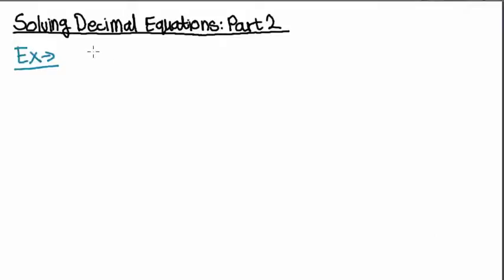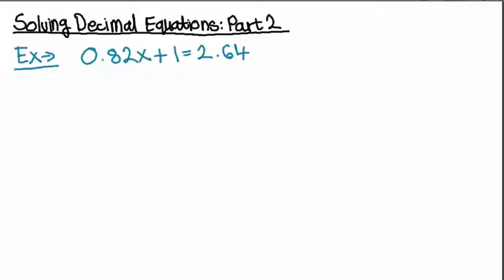So let's say I have something such as 0.82x plus 1 equals 2.64. In this case, what we need to do first is to realize that we're solving an equation, and basically, when you solve an equation, you're trying to isolate the variable that you're solving for all by itself on one side of the equation. So in this case, I'm trying to isolate the variable x all by itself.